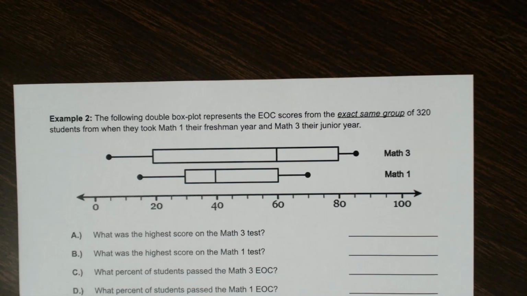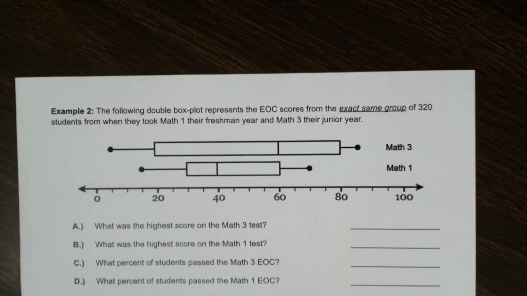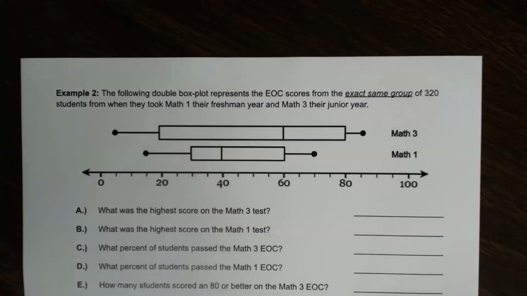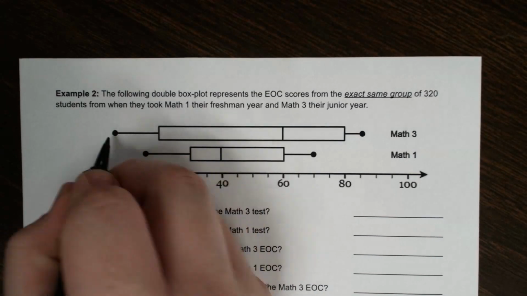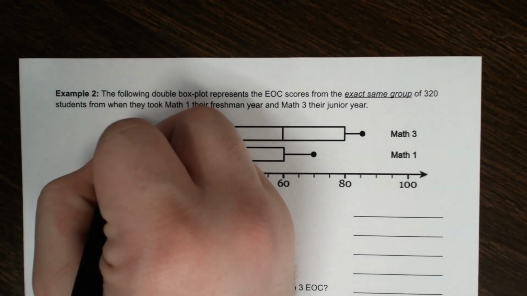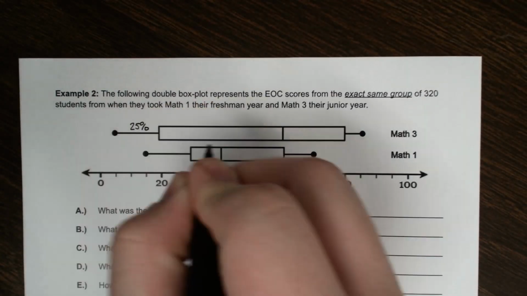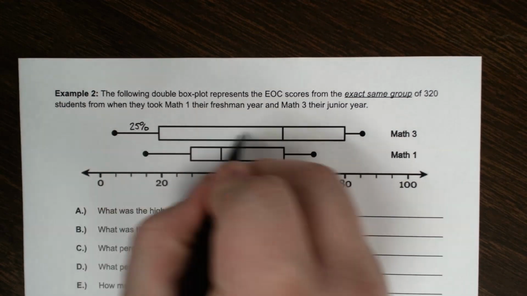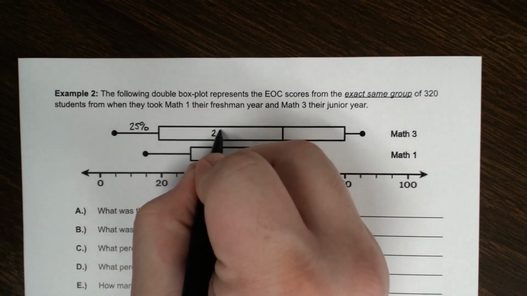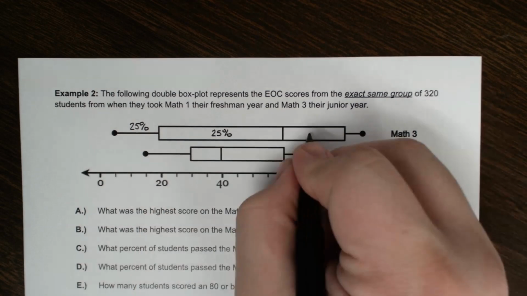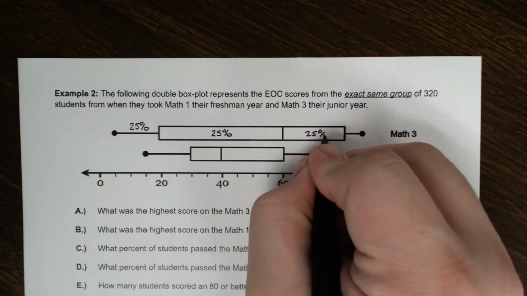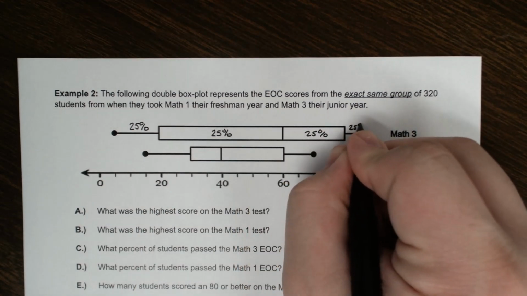Would the smaller whisker on Math 3 and Math 1 be considered like 25%? Okay, that's a great question. So, 25% is each of these pieces. This low whisker on the Math 3 is 25% of the Math 3 scores. This really wide part of the box is still 25% of the Math 3 scores. 25% of the Math 3 scores are here, and 25% are scrunched up here.